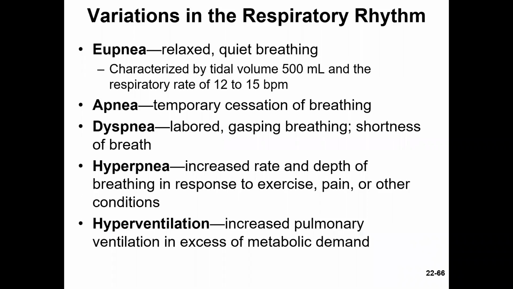Okay, the variations in the respiratory rhythm. We have eupnea, which is relaxed, quiet breathing. This is characterized by tidal volume of 500 milliliters and a respiratory rate of 12 to 15 breaths per minute. Apnea, temporary cessation of breathing. Dyspnea, labored, gasping breathing or shortness of breath. Hyperpnea, increased rate and depth of breathing in response to exercise, pain, or other conditions.